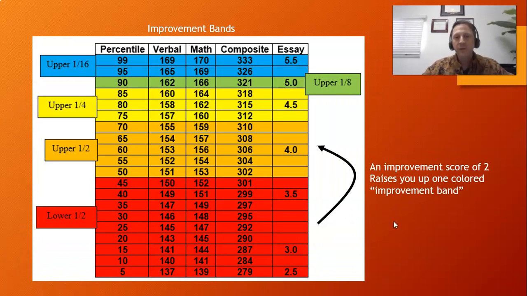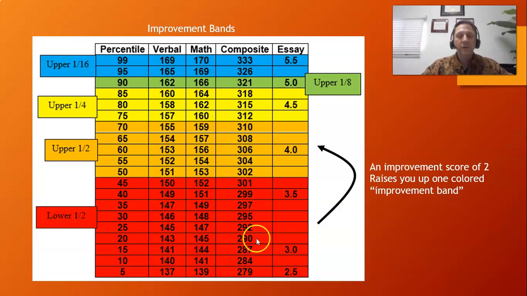Okay, so for that relation, I've created this chart of colored improvement bands. The scores on the lower half of this chart are in red, and this literally represents the lower half of the curve. So for example, if you were at the 25th percentile, you'd be scoring 145 verbal, 147 math, or 292 as your composite score.